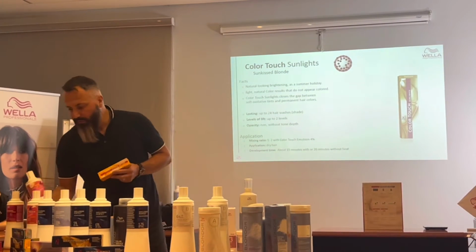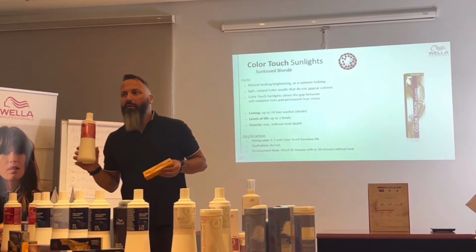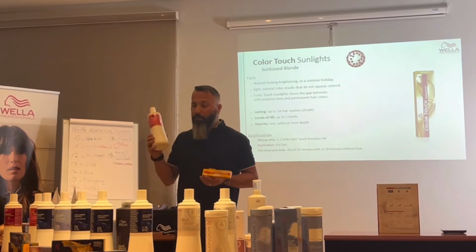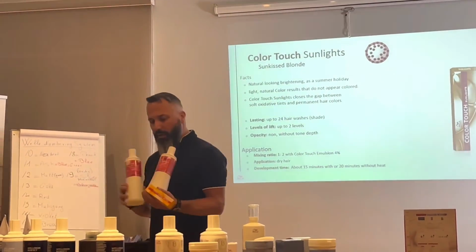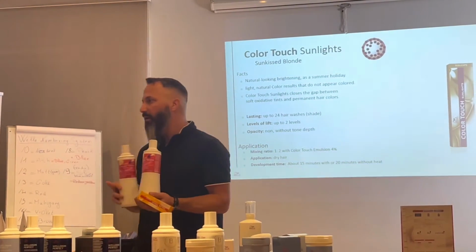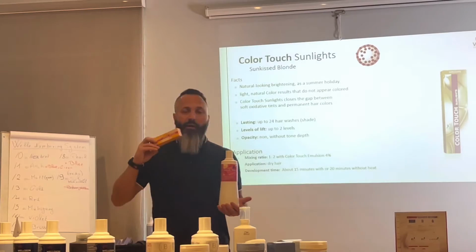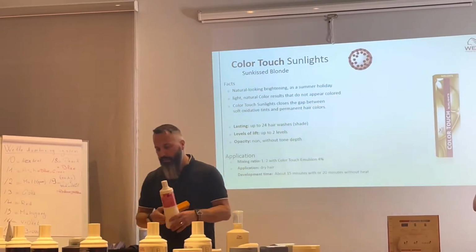And we have to mix it with only 4%, 13 volume. Because in Color Touch we have 2 types of developer. We have 1.9%, 6 volume, and 4%, 13 volume. Here with Sunlight we need to go lighter, so we need a strong developer. We use the 4%, 13 volume.